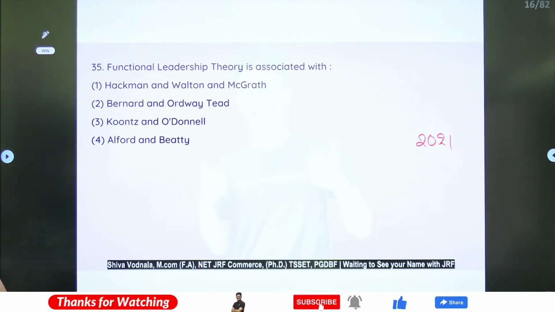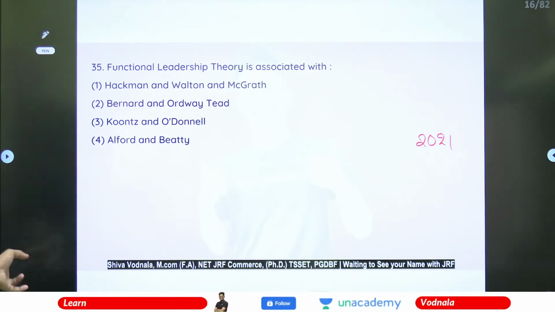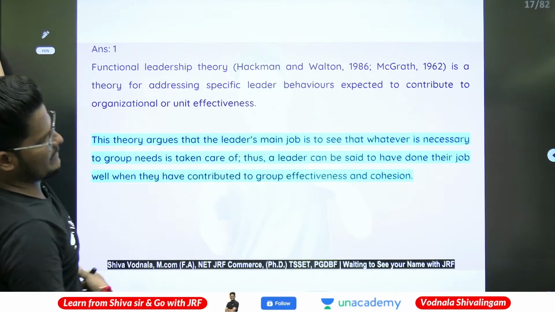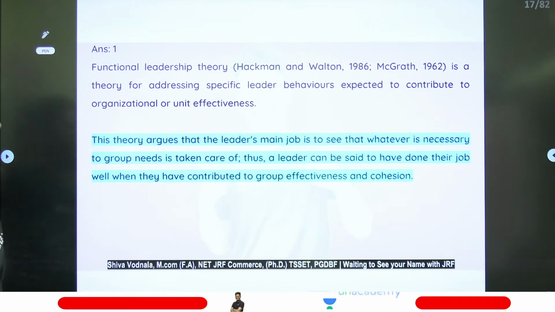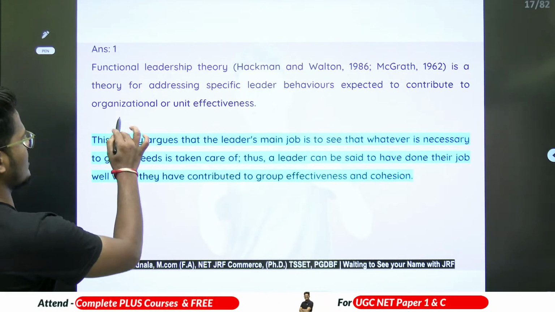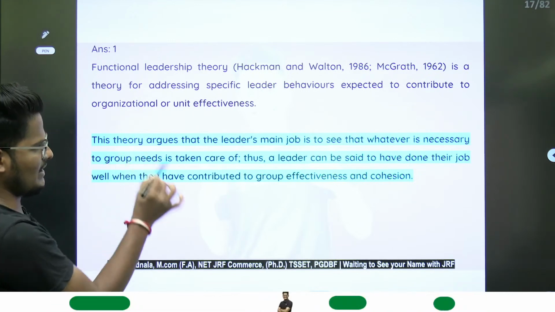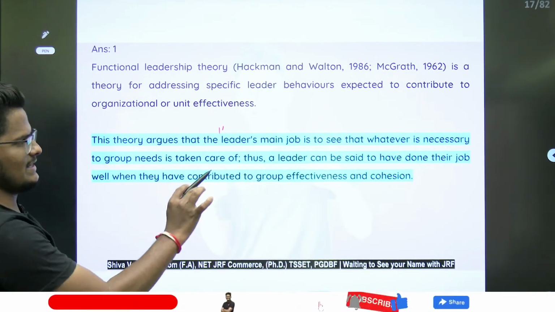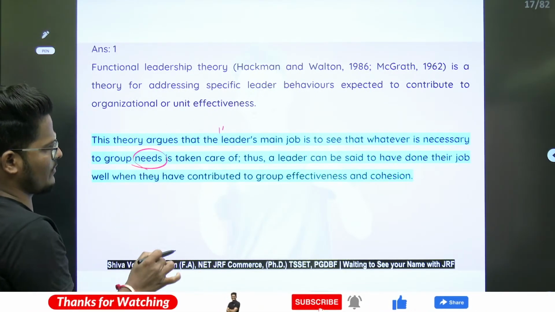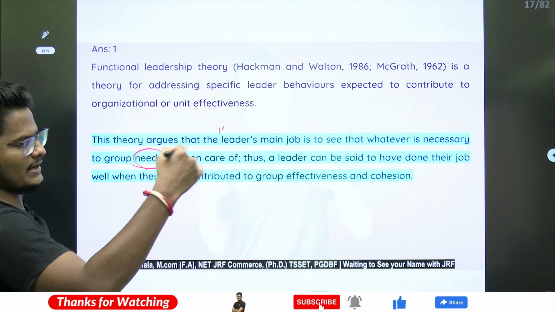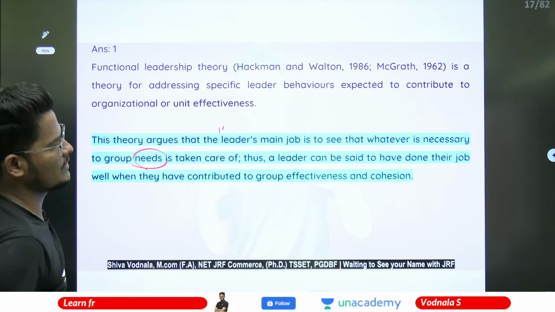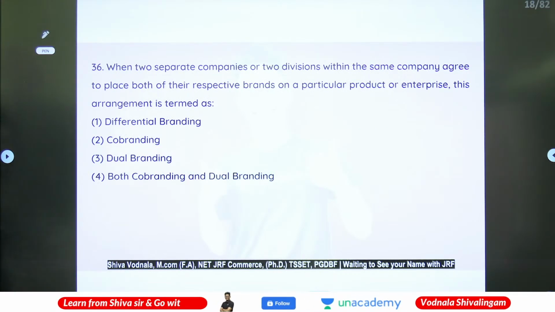Functional leadership theory was given by or is associated with whom? The answer is McGrath. This theory is from Hackman and Walton and McGrath in 1962 and 86. Addressing a specific leader behavior is expected to contribute to organizational unit effectiveness. The main argument of the theory is that the leader's job is to see that whatever the group requires or expects, like caring or facilities, is provided by the leader to them. Only then can effective work be expected from the employees.